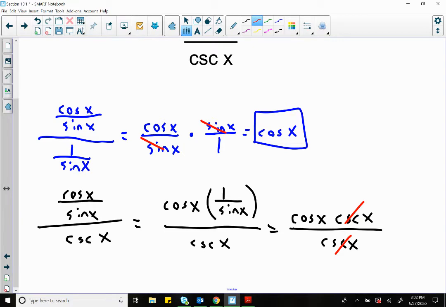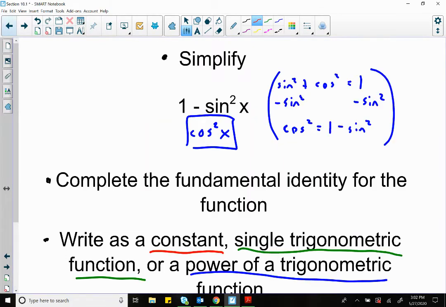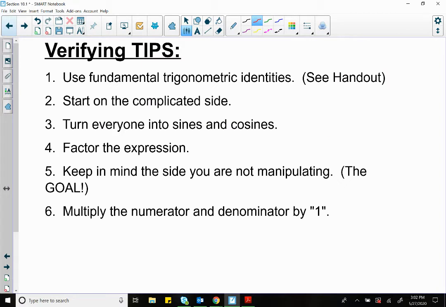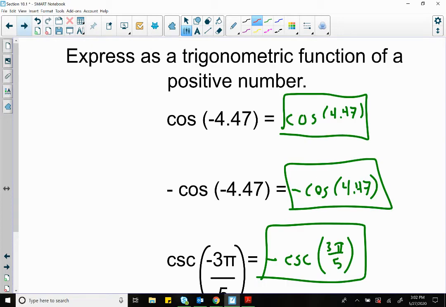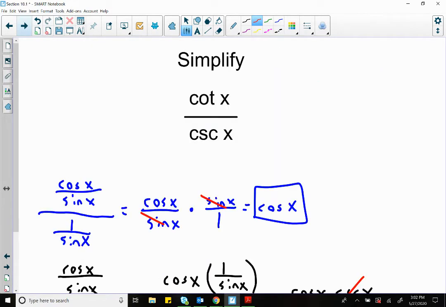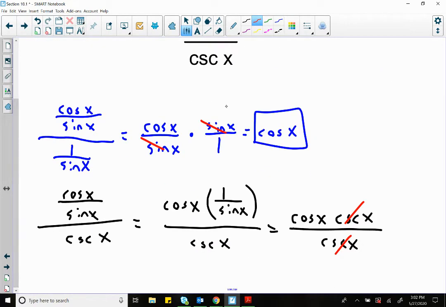So again, I gave you two ways to get through this. In the first one, all I did was turn everything into sines and cosines. In the second one, the blue way that I went through this, I did a little bit of sine and cosine work, and I used identities in the end to help me out.